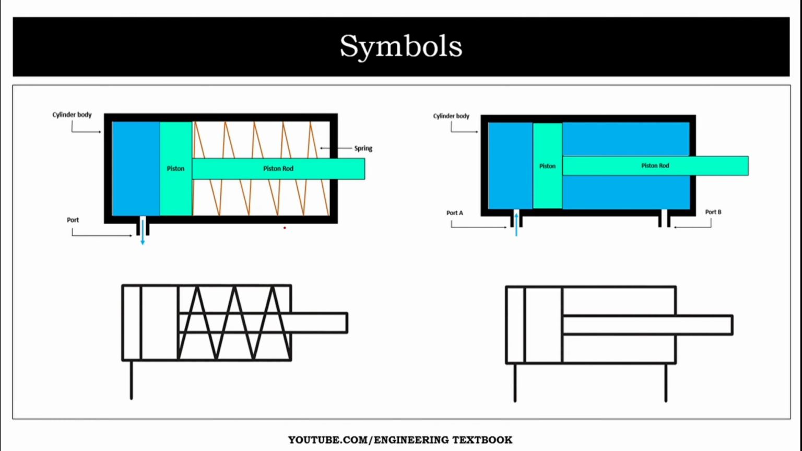Symbols. This was single acting cylinder with spring and double acting cylinder with two ports. Here is the symbol of single and double acting cylinder. In single acting cylinder, there is a cylinder body with piston and piston rod and a spring with only one port. And in double acting cylinder, there is a cylinder body, piston and piston rod with two ports. So this was all about the actuators used in pneumatic and hydraulic circuits.